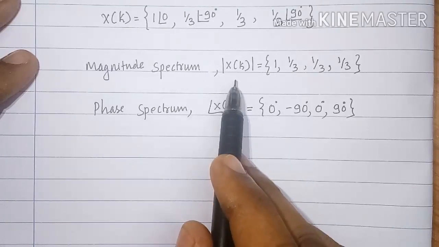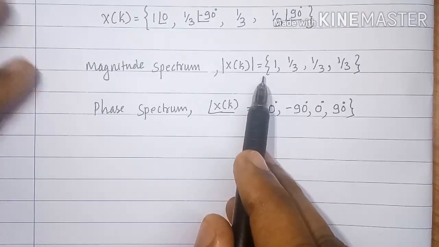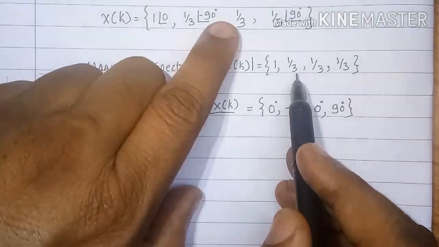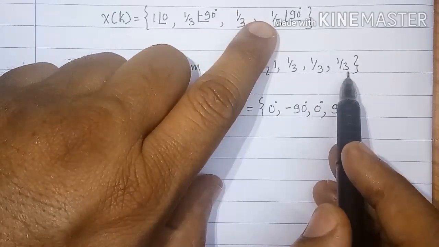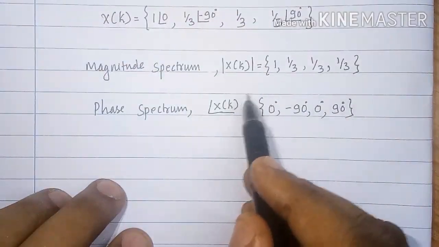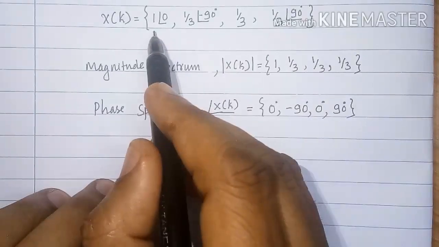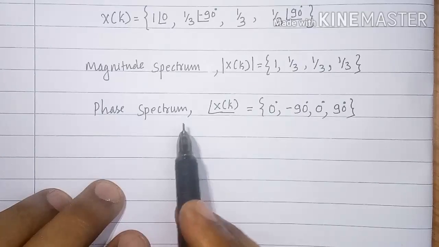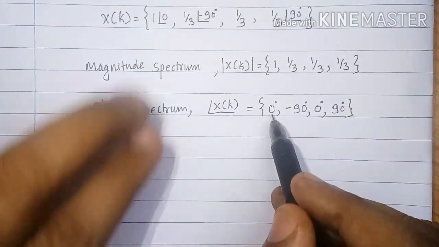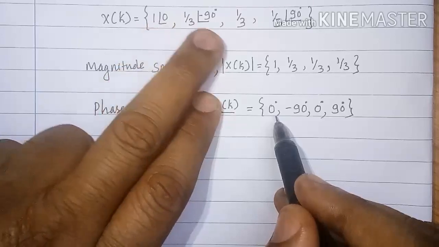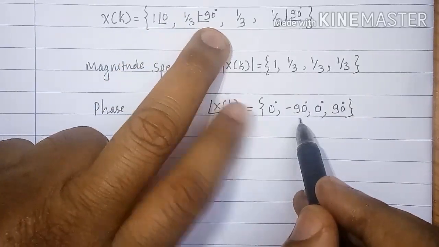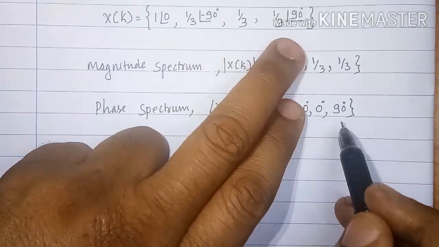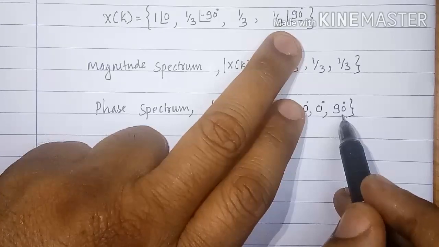Magnitude spectrum x of k equal to 1, 1 by 3, 1 by 3 and only 1 by 3. Here the entries are only the magnitudes of x of k. Phase spectrum angle of x of k is 0 degree, minus 90 degree. For real number angle is 0, so 0 degree, and here it is plus 90 degree.